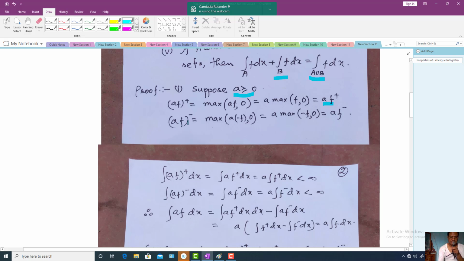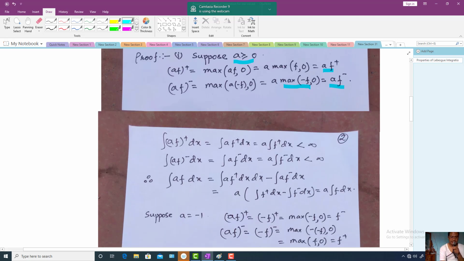And similarly, (af) negative is equal to the maximum of minus af and 0. Again, since a is positive, you can take a outside the maximum function. So this is equal to a times the negative part of the function f. So because of this result, what you have here is that the positive part is a non-negative real valued measurable function, and this f negative is also a non-negative measurable function. So those results we proved in the non-negative case are true.